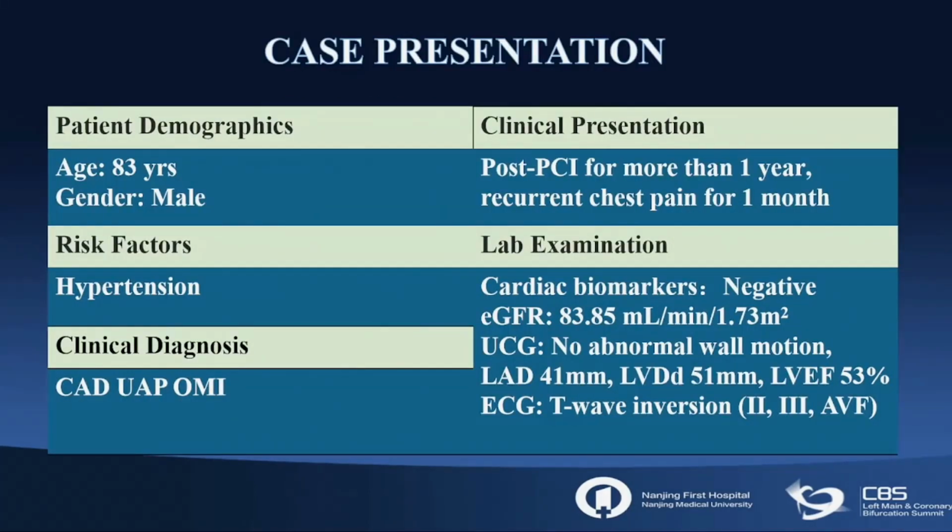Patient, 83 years old, male, post PCI for 1 year, recurrent chest pain for 1 month. Risk factors: hypertension, a little low eGFR, LVEF normal. Cardiac biomarker negative, T-wave inversion in leads II, III, aVF. We diagnose the patient as CAD, UAP, and OMI. Next.